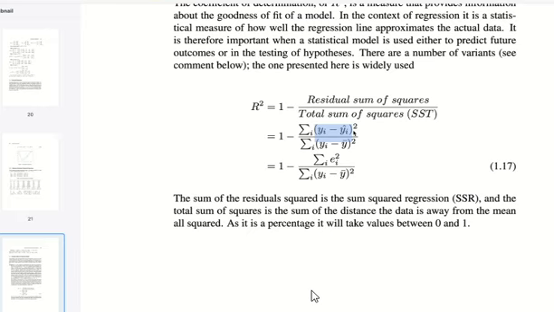So we need to calculate the total sum of squares and the residual sum of squares. You see, the residual is the error, and we sum over all examples the square of the residual. So here we have the square. So, the residual sum of squares.